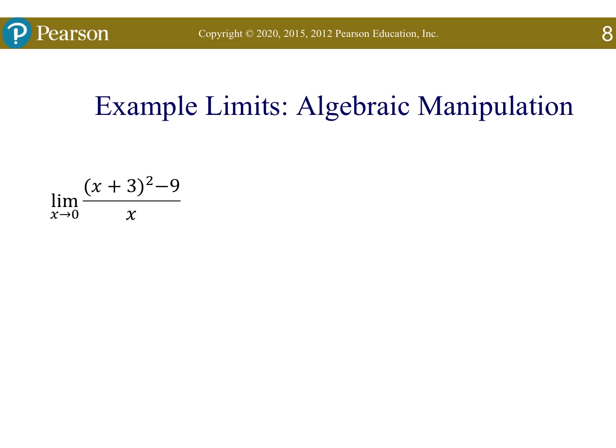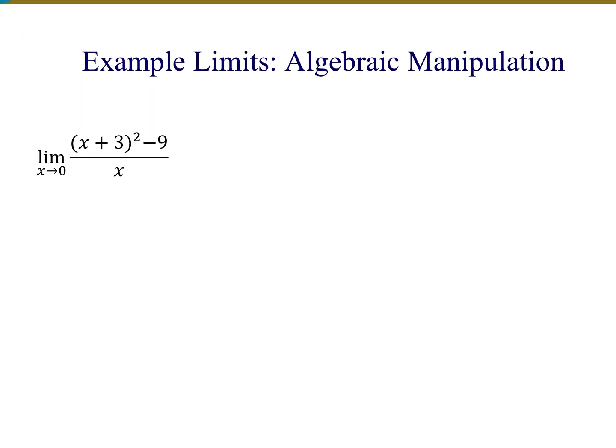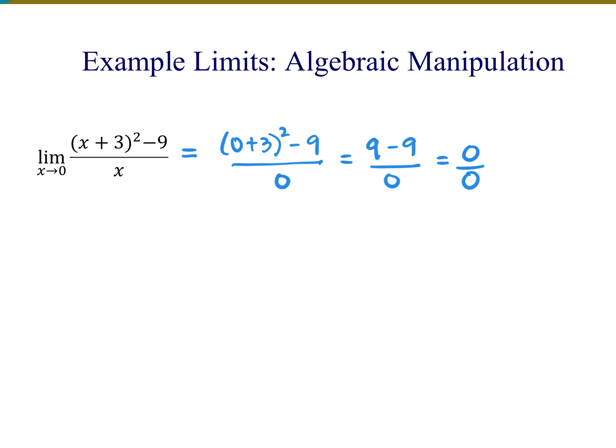All right, so here's an example. Always try substitution first. So I'm going to try substitution. I put an equal sign, and I'm going to substitute in the number 0. So I get 0 plus 3, quantities squared, minus 9, over 0 in the denominator. That gives me 9 minus 9 over 0. That gives me 0 over 0. So I have an indeterminate form. Therefore, I need to go back, and I need to start over.